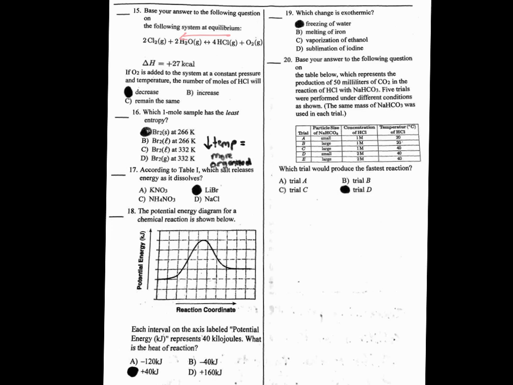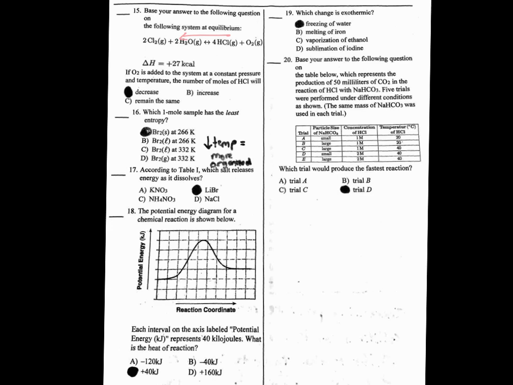16, which has the least entropy, so what's already in here, lower temperature equals more organization, as well as looking at the state of matter, solid phase. So it's not only the lowest temperature, it's also the most orderly phase, the solid phase.